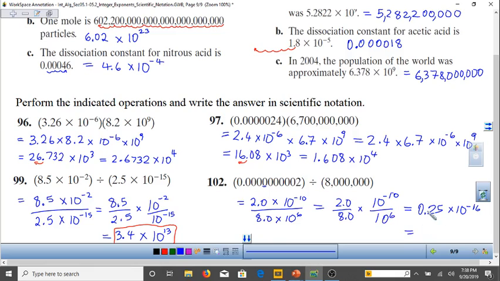Then I move the decimal point one place to the right, and that leaves me with 2.5. If I move the decimal place one place to the right, then the exponent gets moved one place to the left. So I get negative 17. Remember, we're moving to the left on the number line. And there we have our results.